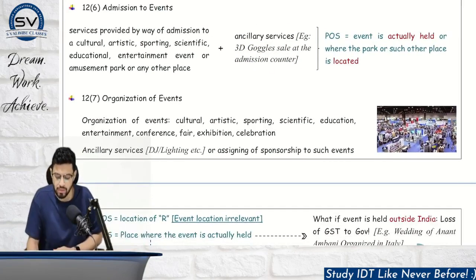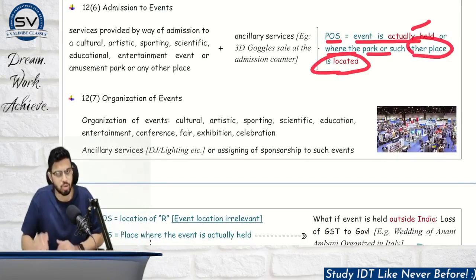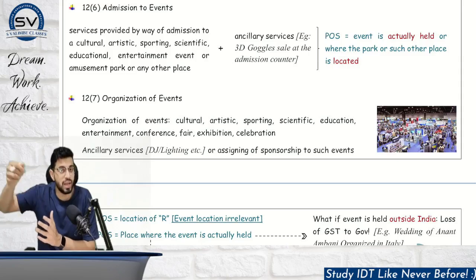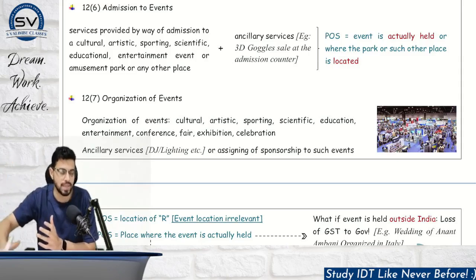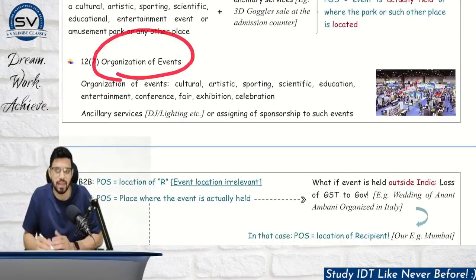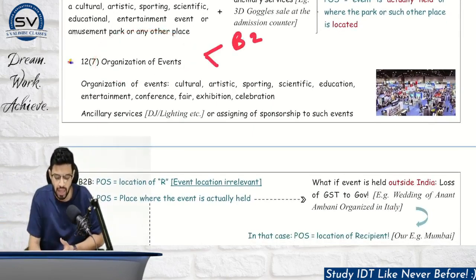So here the place of supply shall be where the event is actually held or where the park or other place is actually located. So the actual place where this money is going to be received, where the admission is going to take place, that will be the place of supply. And with respect to organization of events, this will be bifurcated as per B2B and B2C.